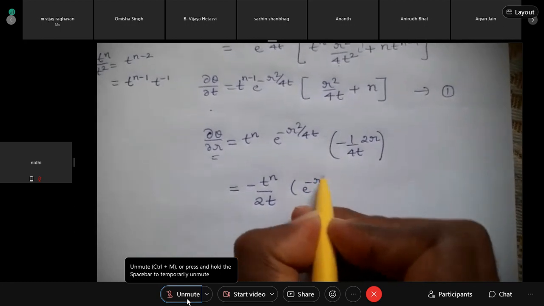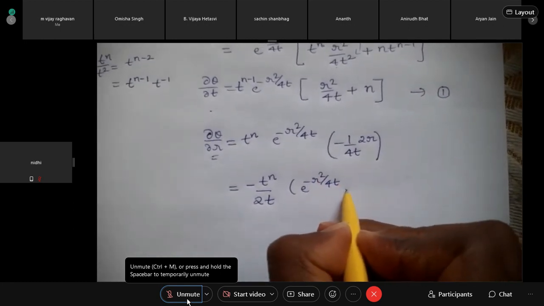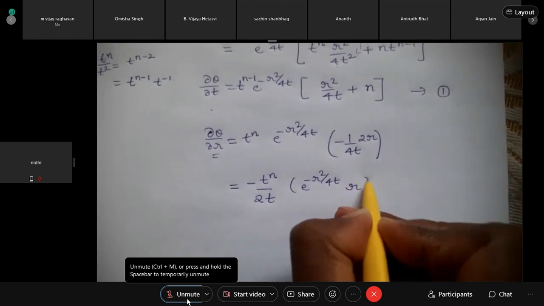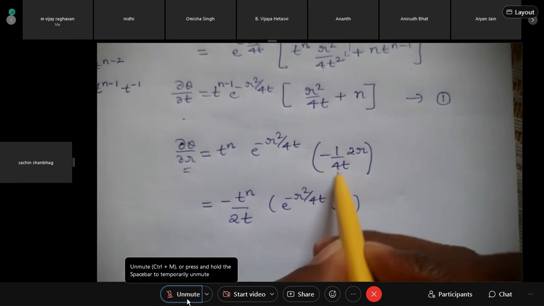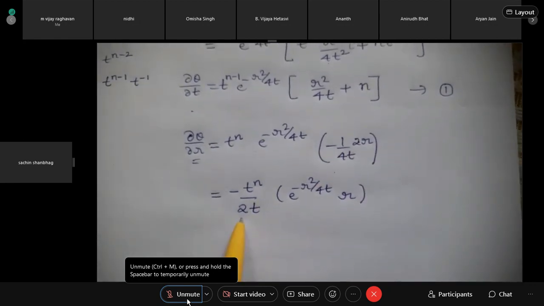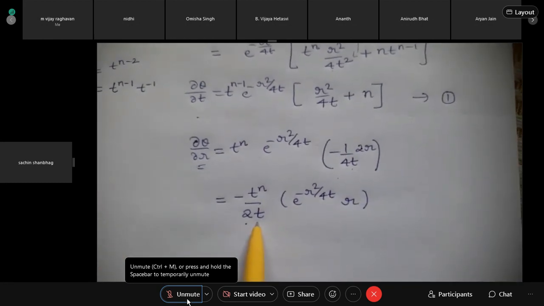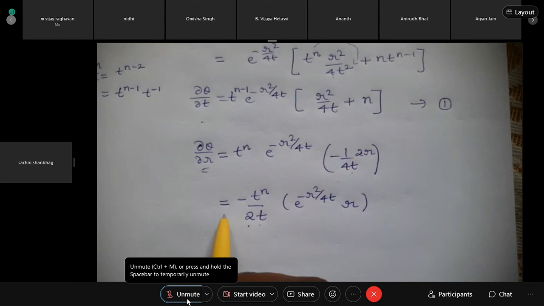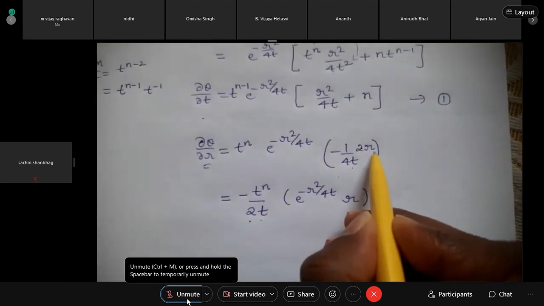What else is there now? e power minus r square by 4t along with that, minus 2r. Just observe here. 2 divided by 4 is how much? 1. Have I written that outside? The negative sign I have taken outside, and we just have r from this term now, right?